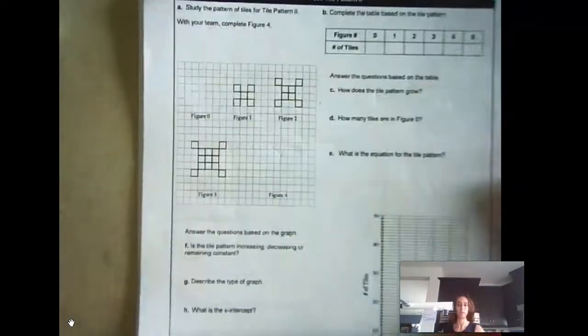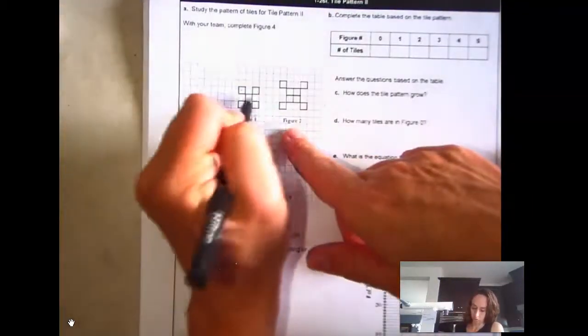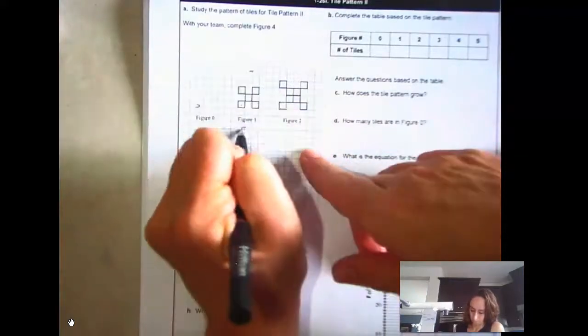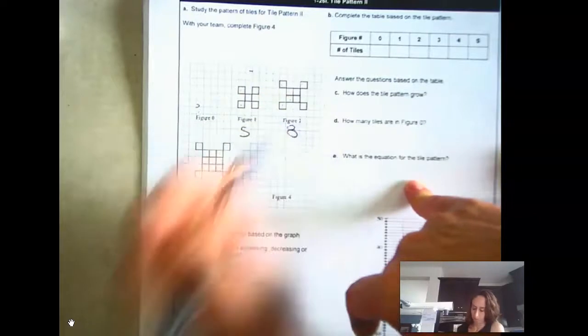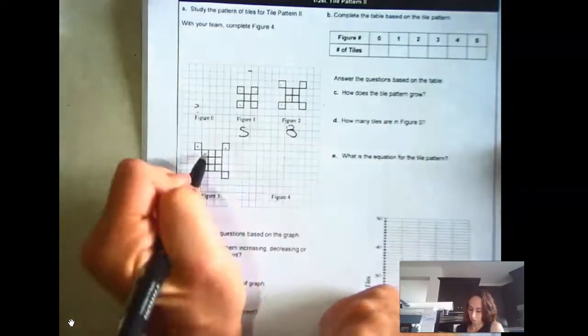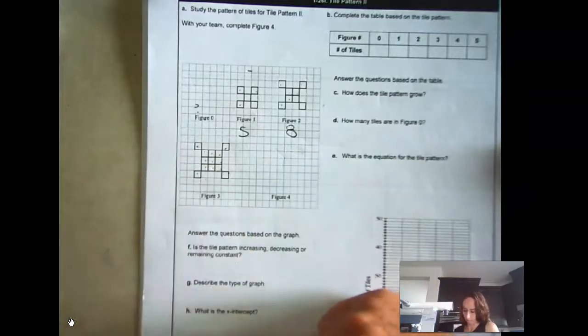Okay, let's do it again. So I don't know how many are here. 1, 2, 3, 4, 5. 1, 2, 3, 4, 5, 6, 7, 8. 1, 2, 3, 4, 5, 6, 7, 8, 9, 10, 11, 12, 13. Wait a minute, something happened.